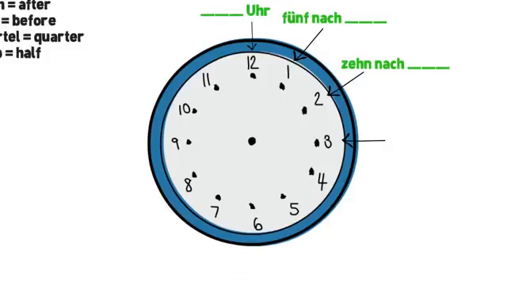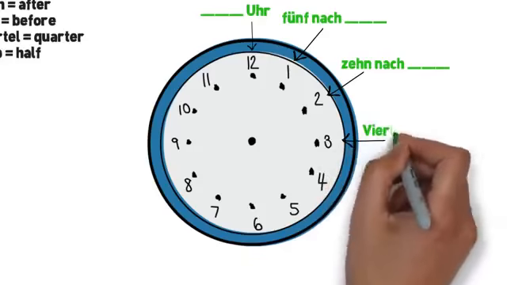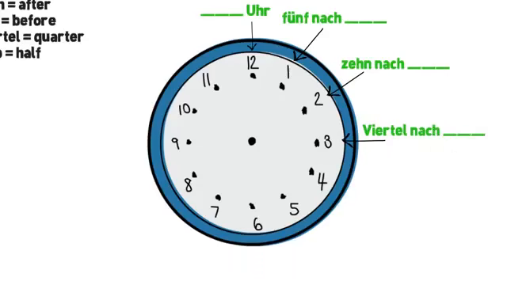Next, you might be expecting 15 nach, since we just had 5 nach and 10 nach. But instead of using the number, German speakers will use the word Viertel here. So 10:15 would become Viertel nach 10, 11:15 would be Viertel nach 11, 12:15 would be Viertel nach 12, and so on.